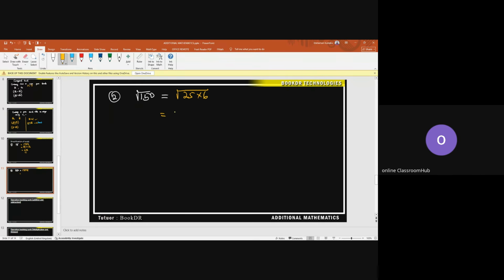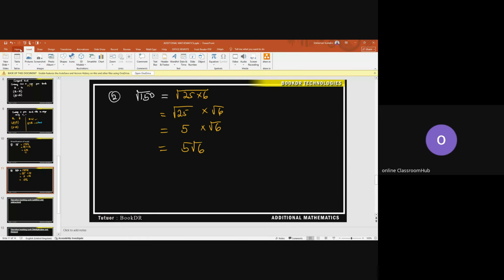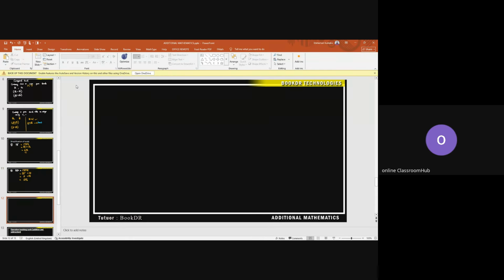Good. Then, as we said earlier on, we can split this into two square roots. And then the square root of 25 will give us 5. Then this becomes 5 root 6. We have simplified this. So let's look at another example again.